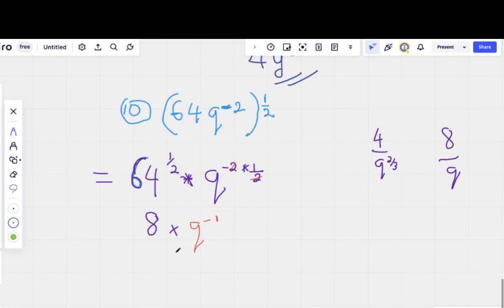Anything raised to power minus 1 is the same. If you say q raised to power negative 1, it's the same as saying 1 all over q. So this is like saying 8 times 1 all over q. So 8 times 1 is 8, and then over q. So this is it. Is that okay?